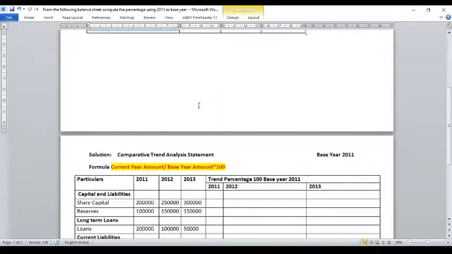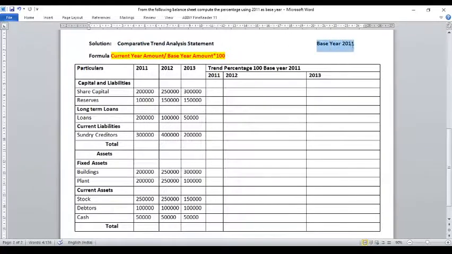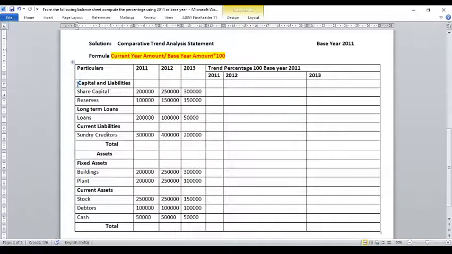So I have already prepared a column and all the required information is filled. So, comparative trend analysis statement, where the base year is 2011 and the formula remains the same as per the previous problems, that is current year amount divided by base year amount into 100. So what I have done is, share capital comes under capital and liabilities. Under this one, share capital and reserves. Next, a head is created, long-term loans, where loans will be entered. Next, current liabilities, where sundry creditors will be entered.